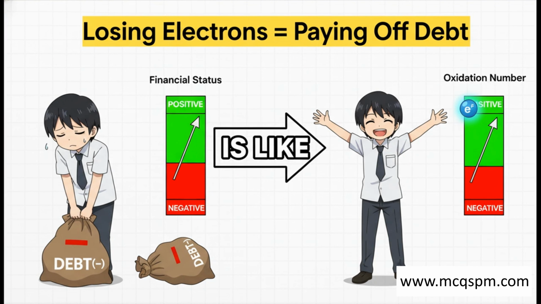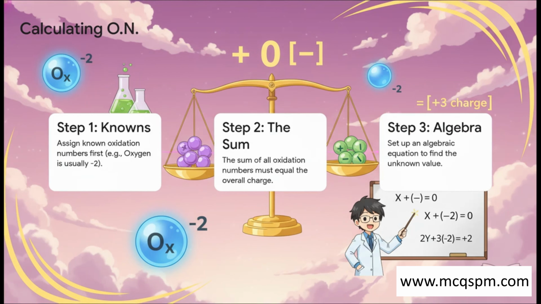Now, this part can feel a little weird at first. How can you lose something and have your number go up? It sounds backward, right? Well, think of it like this. Electrons are negative, so imagine they're like a debt you owe. What happens when you pay off a debt? You lose the debt, but your overall financial situation gets more positive. It's the exact same logic here. An atom loses those negative electrons, and its oxidation number increases. It becomes more positive.